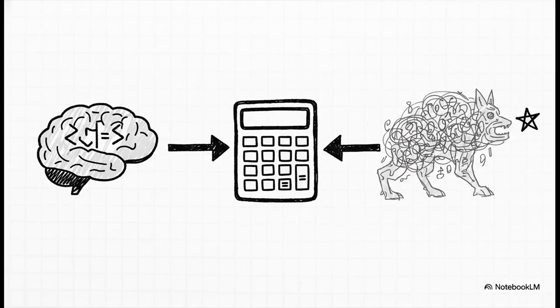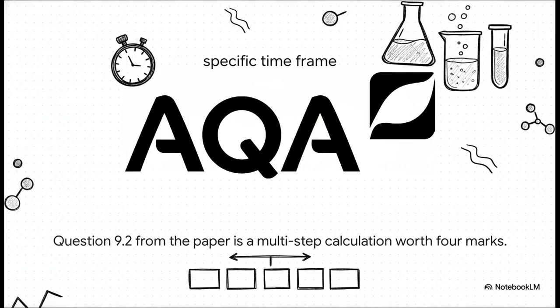Okay, next up we have the calculation question. Now this is a completely different beast. It's not just about knowing a formula, it's all about applying it correctly to a brand new set of data. This is where you prove you can actually use what you know. Let's take a look at question 9.2. It's a multi-step calculation, and it's worth a hefty 4 marks.